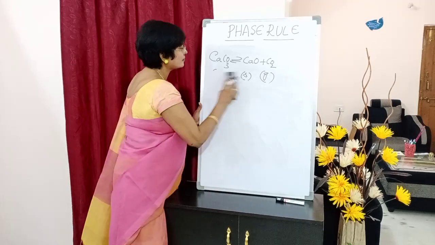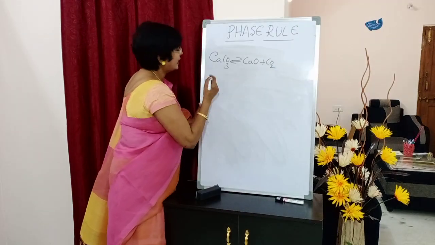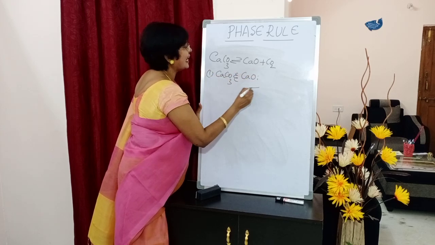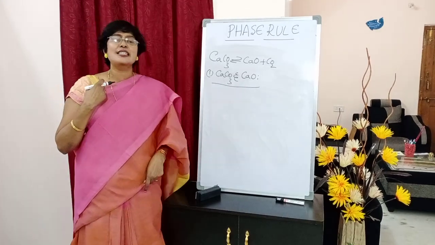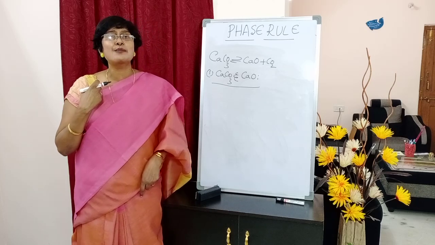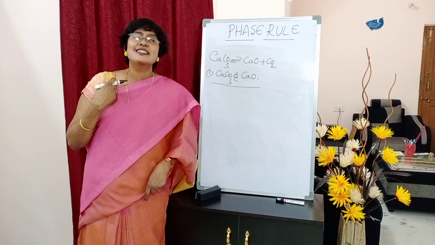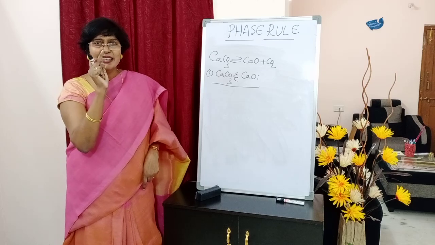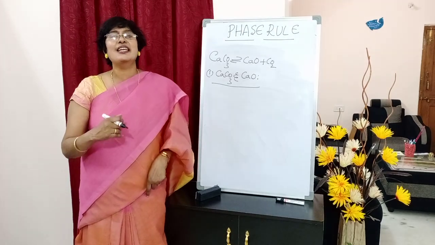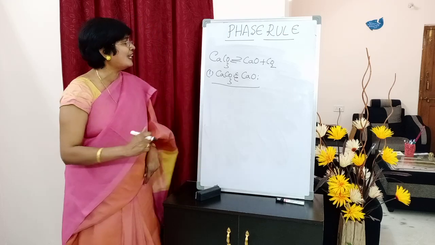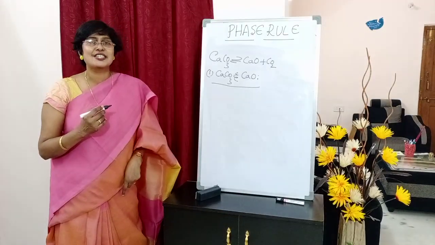Ready? Okay. Number 1. Taking CaCO3 and calcium oxide. Students, carefully concentrate because most frequently this is asked. So how do you determine number of components in the system decomposition of calcium carbonate? Okay. So one example, if you understand, remaining you can write on your own. Don't worry, I will be giving those set of examples also. Okay. Now, taking these two chemicals, what are they? Calcium carbonate and calcium oxide.